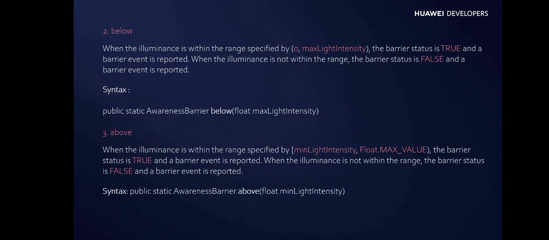The third method is above. When the illuminance is within the range specified by minimum light intensity and float max value, the barrier status is true and a barrier event is reported. When the illuminance is not within the range, the barrier status is false and a barrier event is reported.